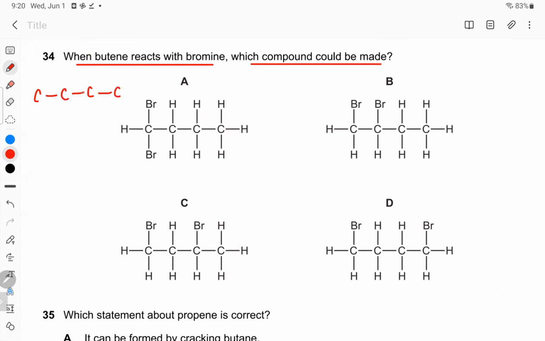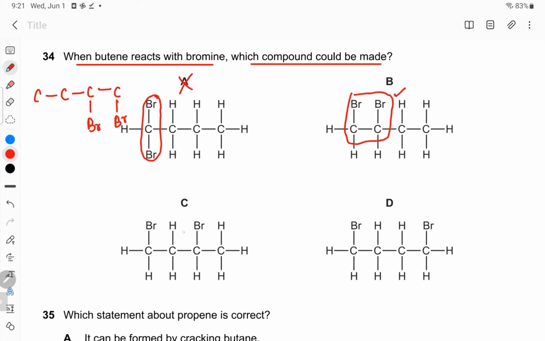But see, if there is a double bond, let's suppose over here, what will happen when it reacts with bromine? The double bond turns into a single bond, and both the carbons which were initially double bonded have a bromine. So here there are both the bromine atoms on the same carbon. That's why A is wrong. See, there are bromine atoms on two neighbor carbons, so it can be correct.